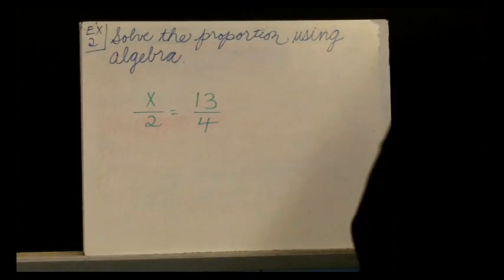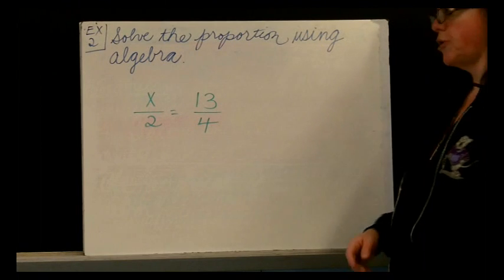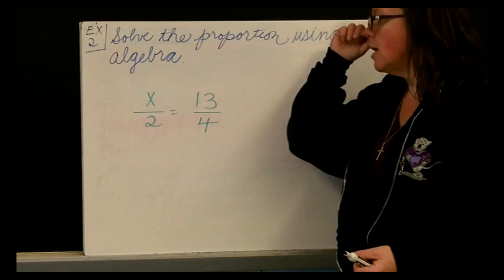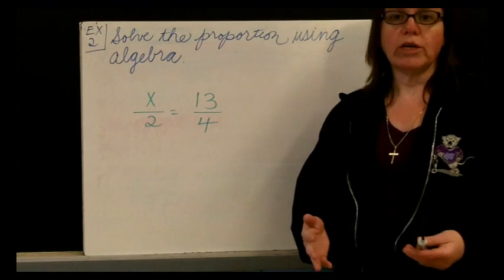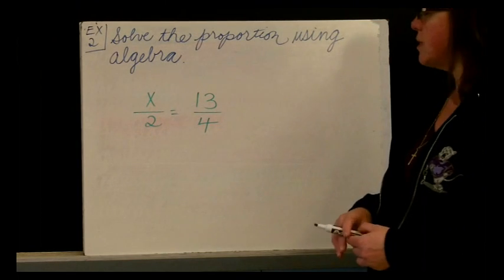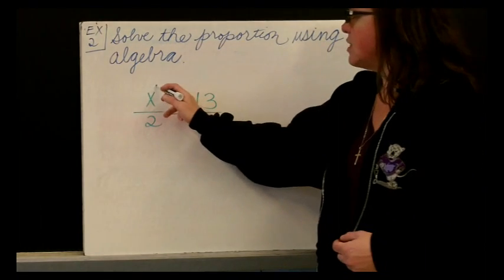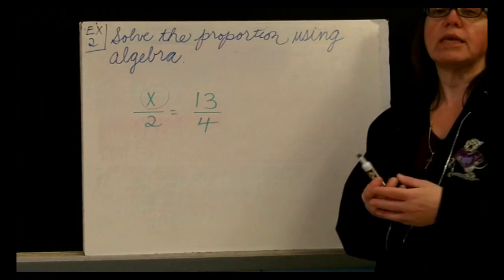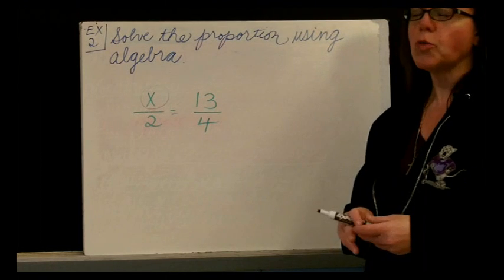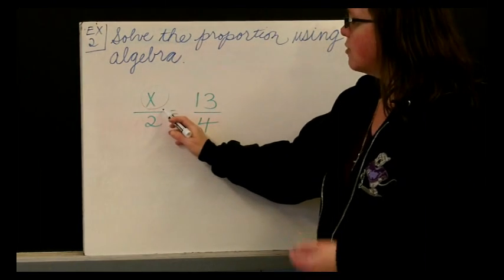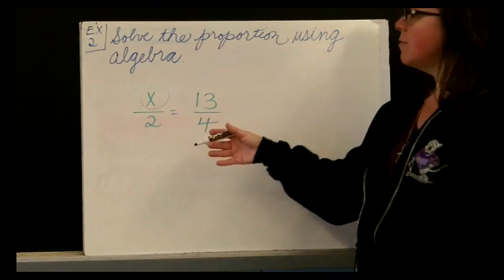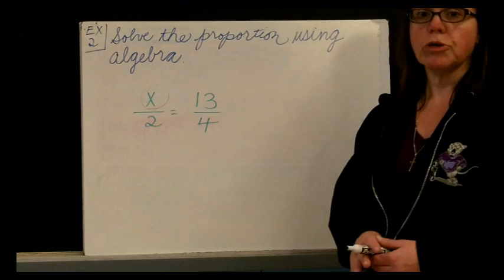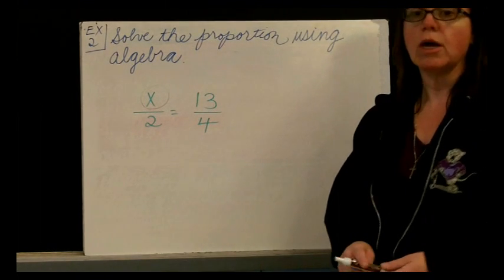Now, in our second example, we're solving a proportion by using algebra. Let's take a look. Now, what we have here basically is a one-step equation, which you first learned back in October. What we want to do is isolate the variable x. So we have to ask ourselves, what is keeping the x from being by itself? How can we isolate it? Well, the x right now is being divided by 2. And the inverse operation, the opposite of being divided by 2, is to multiply by 2. So what we're going to do is multiply both sides of the equation by 2.